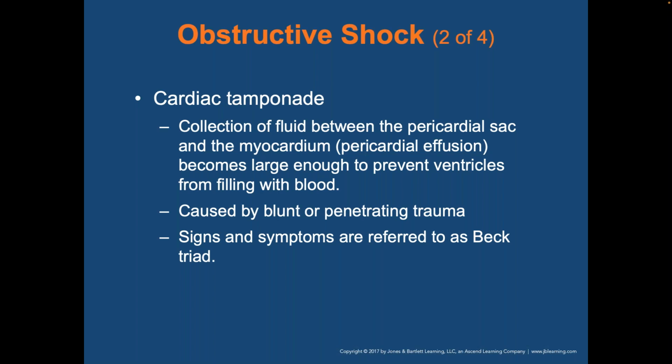So I'm going to repeat that again. Beck's triad indicates cardiac tamponade, and you're looking for three things. That's why it's called a triad. 1, jugular vein distension. 2, muffled heart sounds. And 3, narrowing pulse pressures. All right. This will be a national question that you're going to see on your exams. Right? You guys got that?